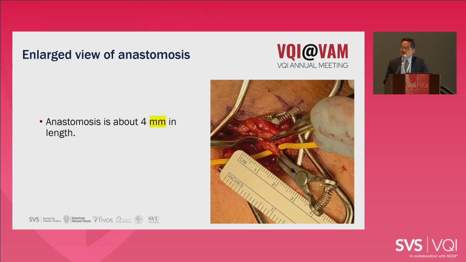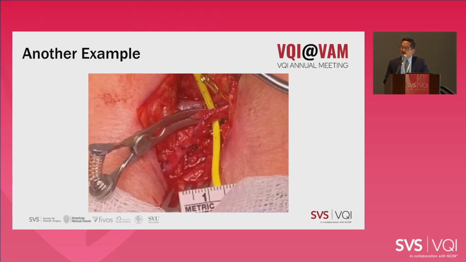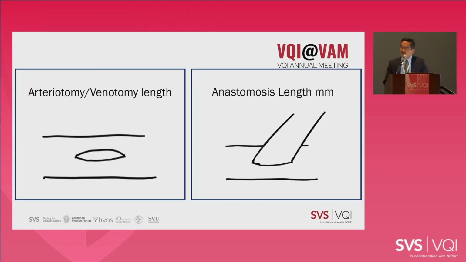In this case, using a ruler is very helpful. Now, to be clear, it's also very difficult to get anything more accurate than a millimeter. So it's a little bit unrealistic to ask for, say, a 2.5 or 2.6 millimeter anastomosis. In reality, it's usually some sort of integer value. And here's another example of what these look like in real life. And here's a little cartoon of what this may end up looking like, just to be clear about what length we're asking people to capture.